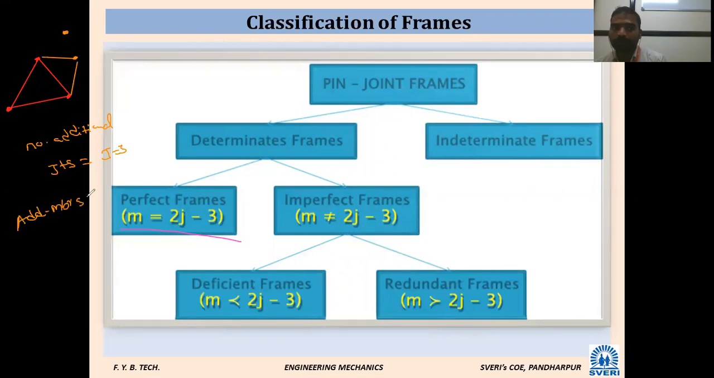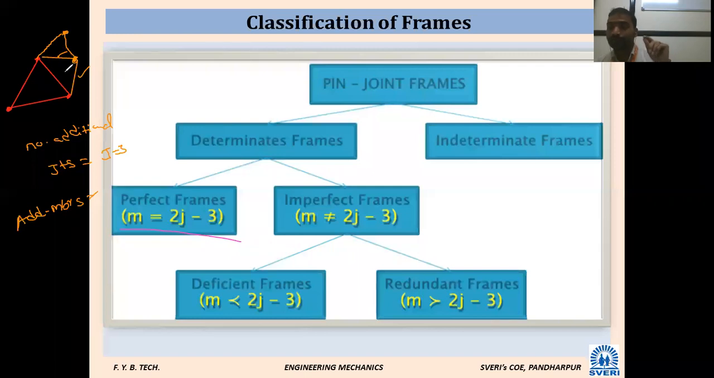Additional members. So see, to add one joint, how many members are needed? Two. Okay, I want to increase two joints. To increase two joints, how many members are needed? See, four members are needed. How to connect? This is one member, this is one member, and these two members. Four members are needed, sir. It means double that of the joints.